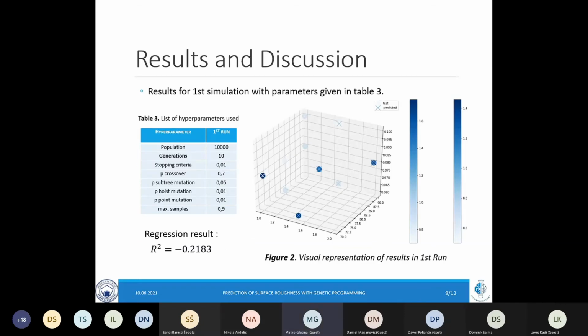Now, there are results and discussion. As mentioned earlier, we made 3 runs in Python simulation. The first run is shown on this slide with a population of 10,000 and generation of 10. Here we got the results listed.